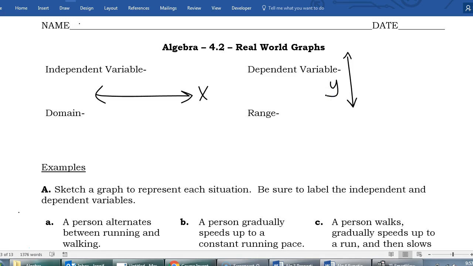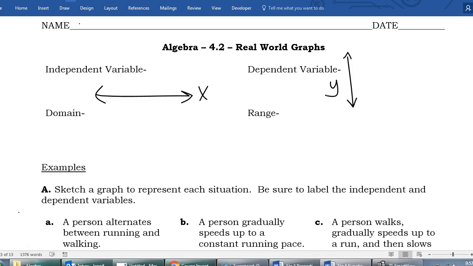You can use other variables. Sometimes people like to use letters that relate to the situation, like an H and a T for height and time. But X and Y are commonly accepted, and we say that the dependent variable depends on the independent variable.